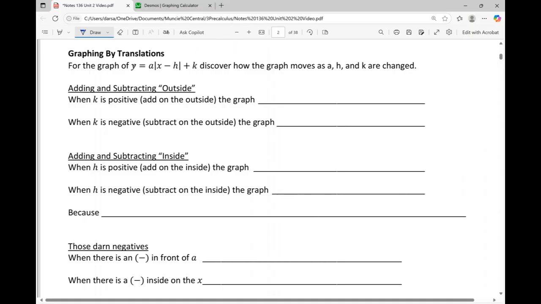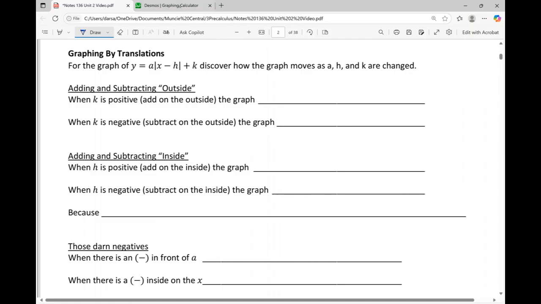So when we think of y equals the absolute value of x, this is the basic function, but we can add and subtract a number on the outside. That's our k here. We can add or subtract a number on the inside. That's our h. And we can multiply by a number on the outside. Those are our three basic ideas of what we're going to be looking at. So we're going to start this video by looking at adding and subtracting on the outside of the graph.